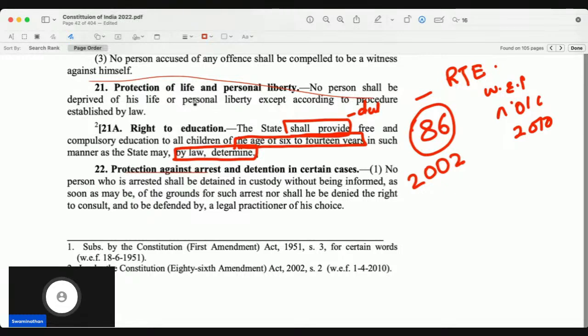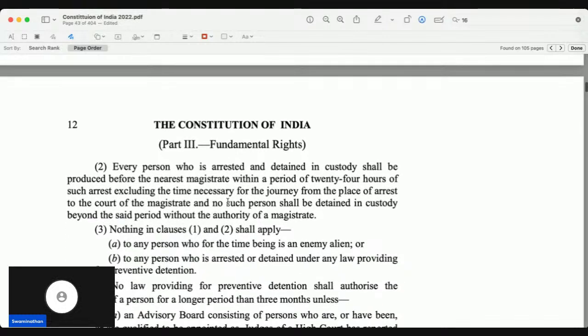Now, moving ahead, Article 22 prescribes certain rights if a person is getting arrested or detained in custody. Any person who is getting arrested shall have basically three kinds of rights. Firstly, the right to be informed of the grounds upon which they are getting arrested. Secondly, the right to consult a legal practitioner of their choice. And third and most important is the right to be produced before the nearest magistrate within 24 hours of such an arrest. This 24 hours shall be counted excluding the time of journey necessary from the place of arrest to the court of the magistrate, right?